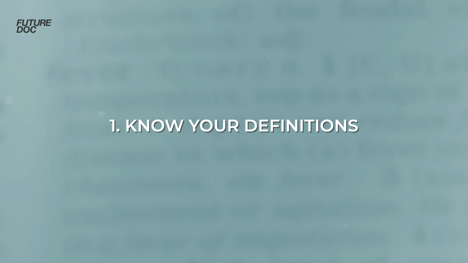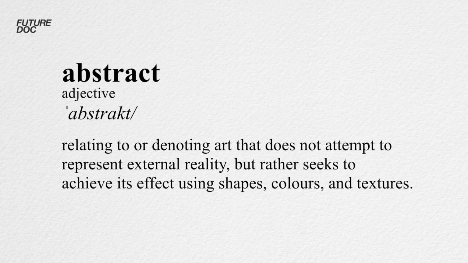So tip number 1 is that it's really important to know your definitions. So let's go through some of the key ones. Firstly, what does abstract mean? The Apple Dictionary definition of abstract is relating to or denoting art that does not attempt to represent external reality, but rather seeks to achieve its effect using shapes, colors, and textures. And that's exactly what the abstract reasoning is.